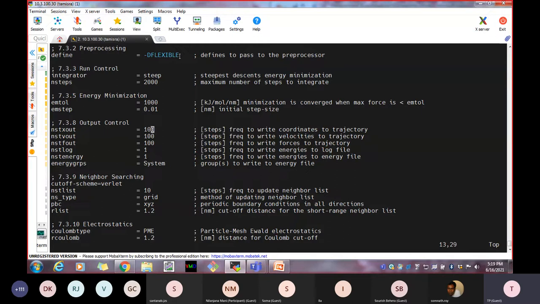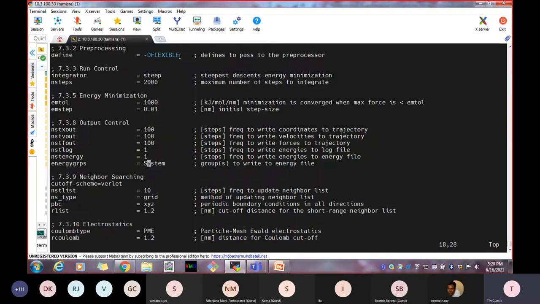Here is the trajectory file, and we write the configuration. So nstxout is the coordinate output, this is the velocity output, and the force output. If you want these output files to be saved, you can mention after how many steps you want to save your data. There is also nstlog, the log file, which contains the energy information, and nstenergy, the energy file, which also contains the energy information, but it is binary, an .edr file, so you cannot open it. But the log file, you can check instantaneously during the simulation itself.